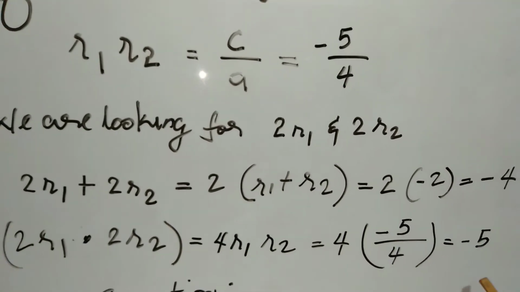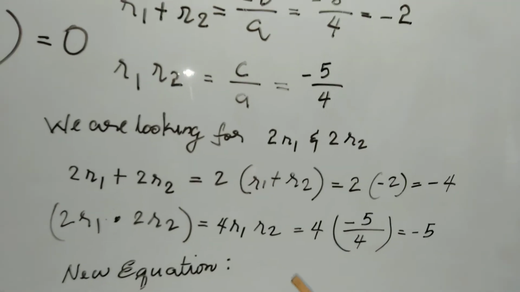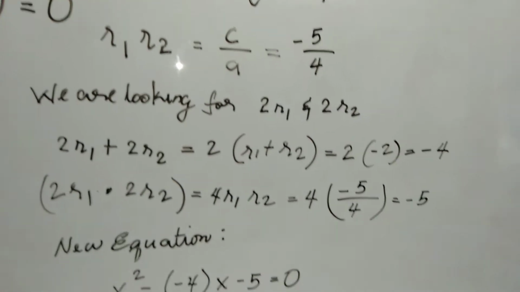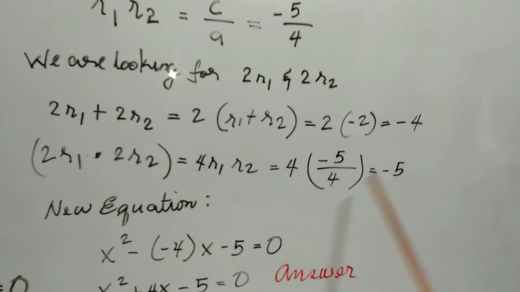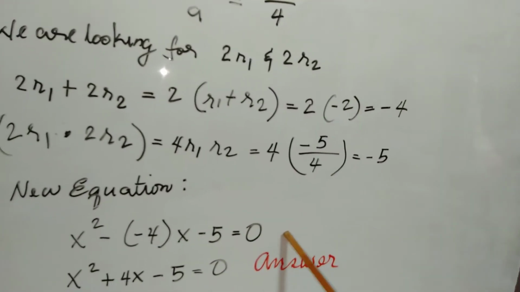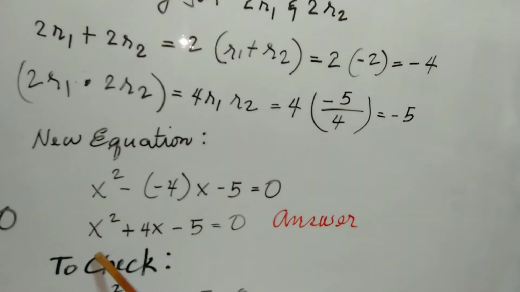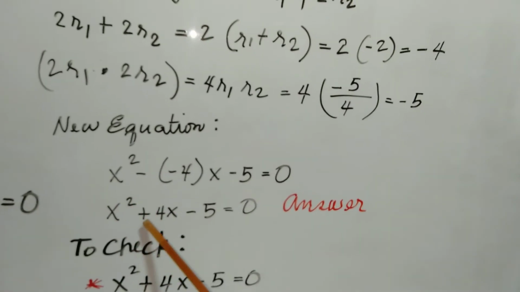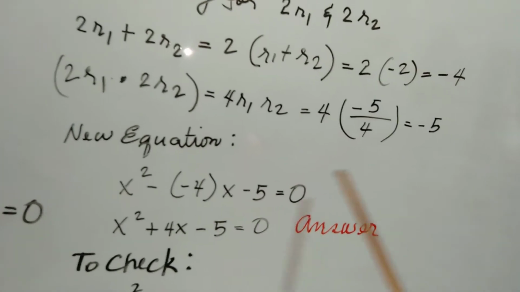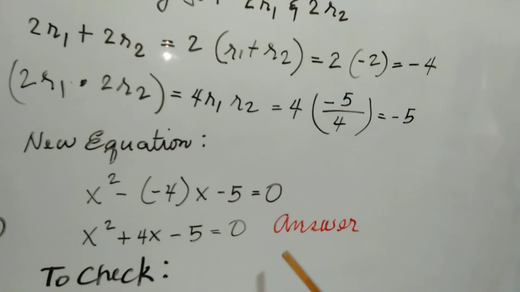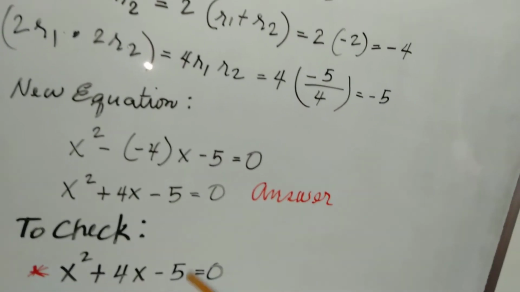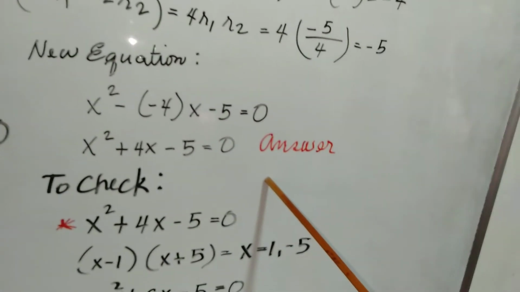So our new equation now, substituting the value of r1 plus r2, which is negative 4: x squared minus, since it's negative 4, negative times negative is equal to 4x, and this one is negative 5, minus 5 is equal to 0. So x squared plus 4x minus 5. So this will be our new equation, whose roots will be twice the roots of the given equation, 4x squared plus 8x minus 5. To check our answer if this is correct, no?